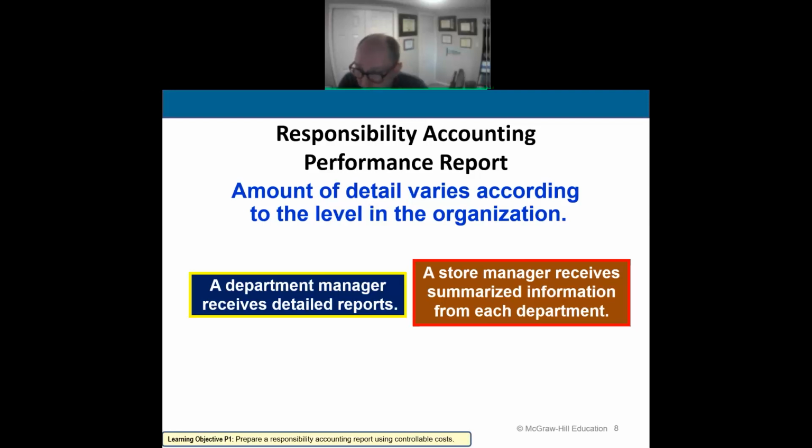But the store manager doesn't care about that. The store manager is interested in looking at a summarized report. What was the jewelry department's income and what were their expenses? That's what the store manager cares about. The store manager isn't going to look at the detailed line items. The department manager is going to look at the detailed line items. The store manager is just looking for a summary for each department within the store. Make sense?